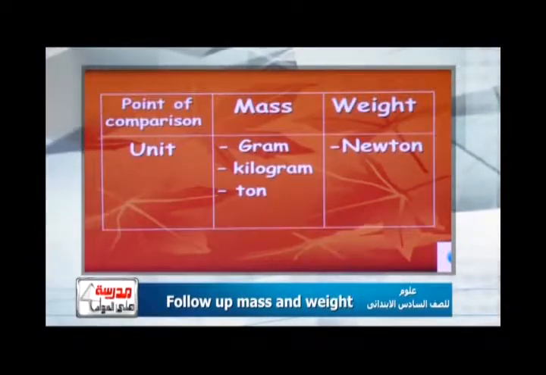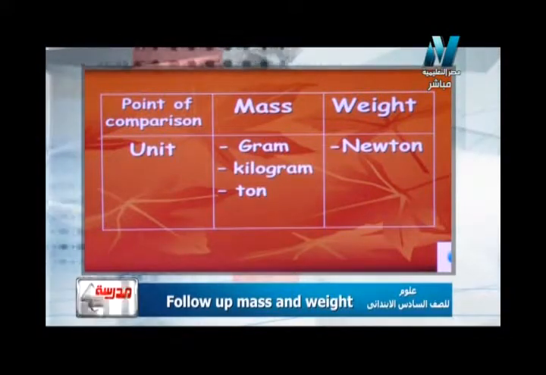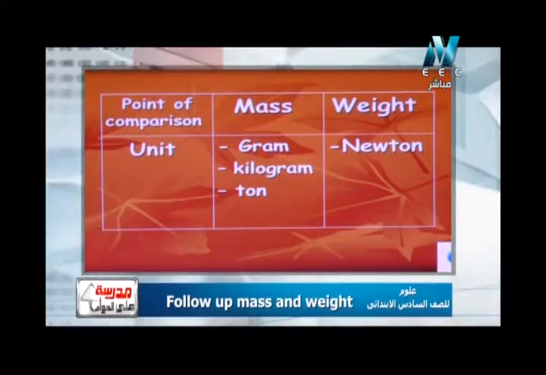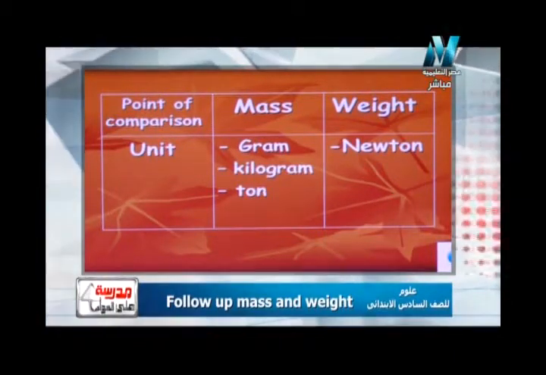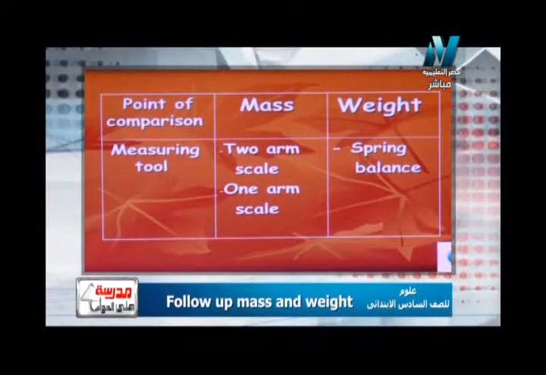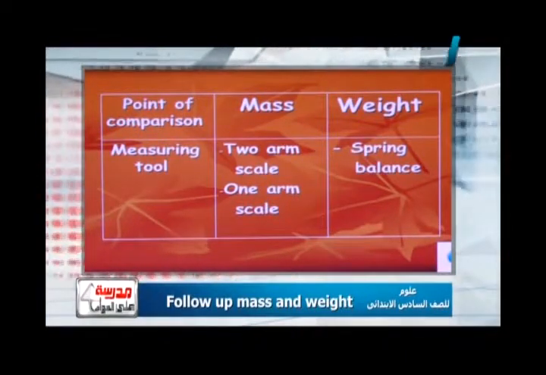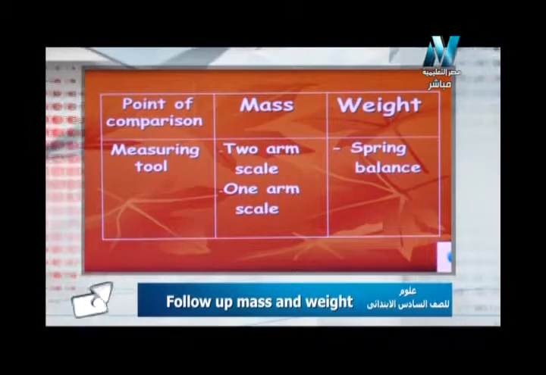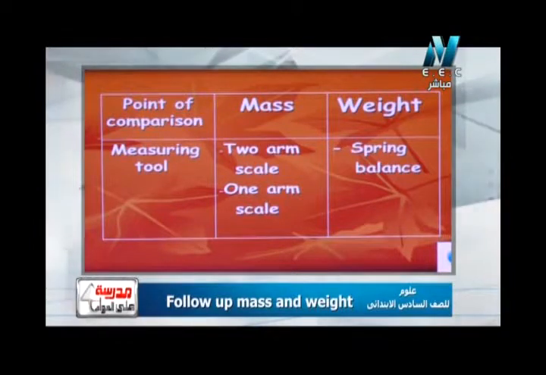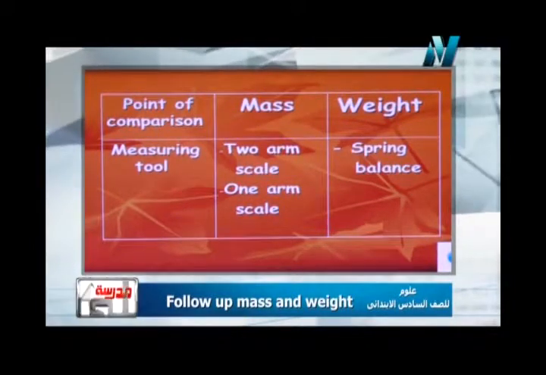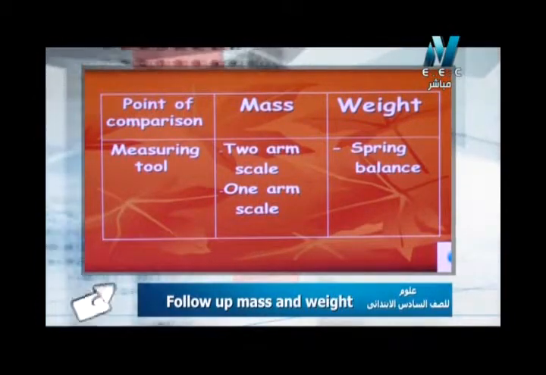So, point of comparison, mass, we use units such as gram, kilogram and ton, but weight we use نيوتن. عندنا وحدة قياس واحدة بس للويت هي نيوتن، لكن عندنا أكتر من وحدة للماس هي الجرام، كيلوجرام and ton. Also we have measuring tools، الأجهزة اللي بستخدمها عشان أقيس بيها الماس والويت. For example, in measuring mass I have a 2-arm scale or 1-arm scale. عندنا أمثلة كتير جدا ليهم. But in weight we use spring scale only or spring balance. ممكن أسميه spring scale أو spring balance. يبقى عندنا جهاز واحد بس بيقيس الويت هو spring scale أو spring balance.